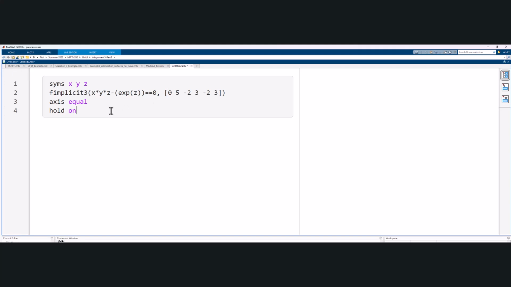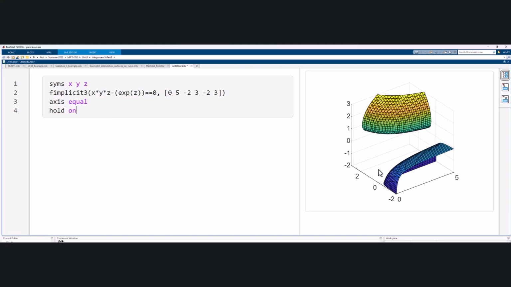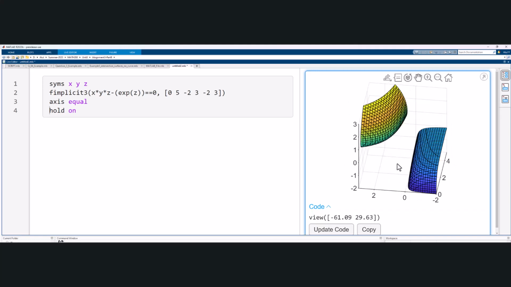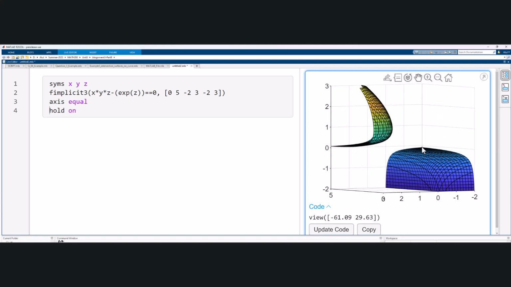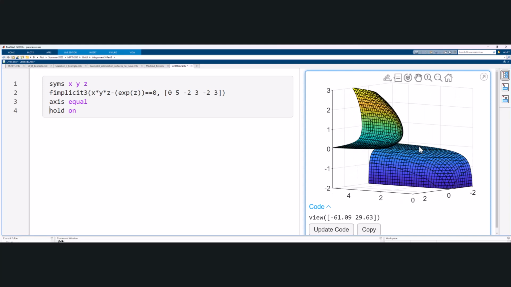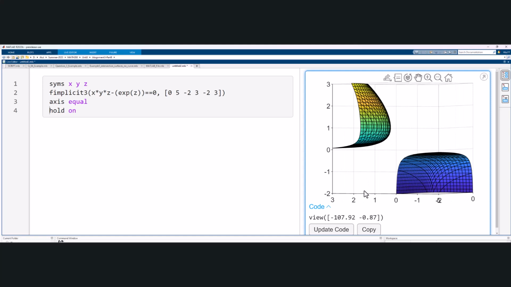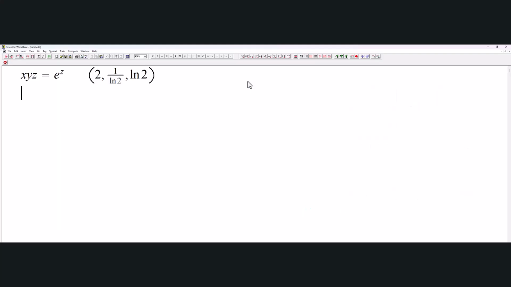Let's see. So here is a graph of the surface, and our point of interest, or the contact point, lies on this upper part of the surface here. Okay, so let's go ahead and find the equation of the tangent plane and the normal line. First we form a function of three variables.